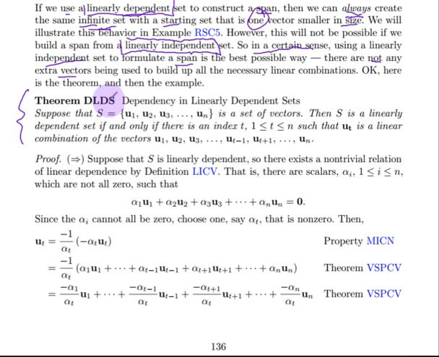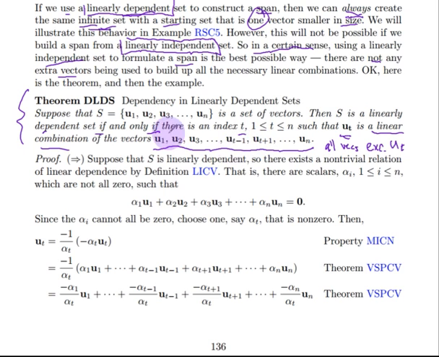This theorem, DLDS, says, suppose we have a set of vectors S = {u1, ..., un}. Then S is a linearly dependent set if and only if there is an index t between 1 and n such that ut is a linear combination of the vectors u1, ..., un except ut. So ut can be expressed as a linear combination of all the other vectors.